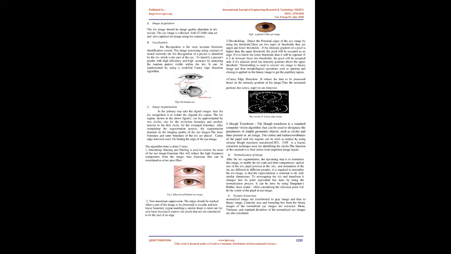Gaussian blur will reduce the high frequency components from the image, thus Gaussian blur can be considered as a low pass filter. 2. Non-maximum suppression: the edges should be marked when a part of the image to be processed is a circular and nonlinear boundary region matching a similar shape, and it is taken out for only local maxima. It removes the pixels that are not considered to be part of an edge.